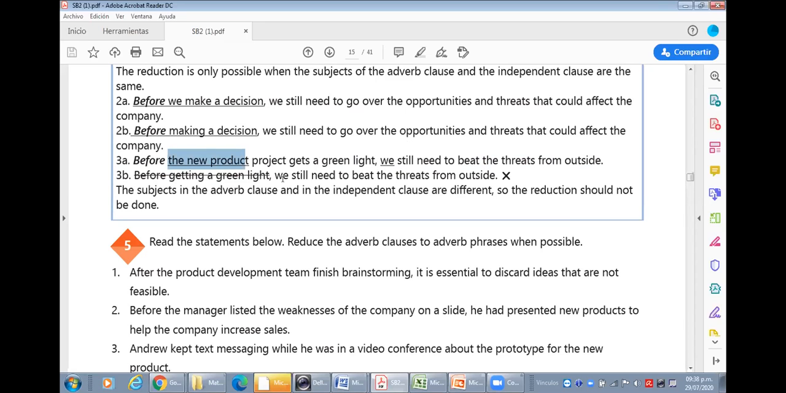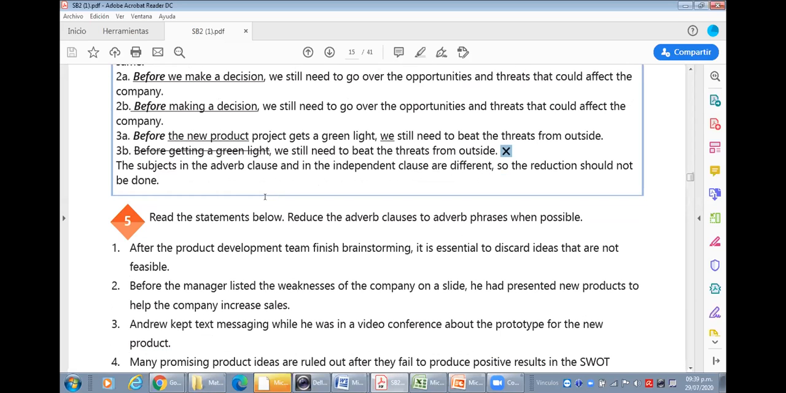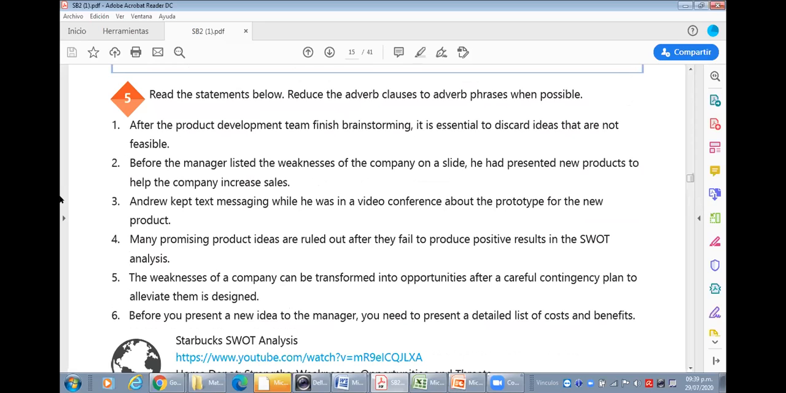Before getting a green light, we still need to get the threats from outside? Not possible. That X means no way. Why? Because the subject is not the same, and the independent clauses are different. So the reduction should not be done. Okay, very good.